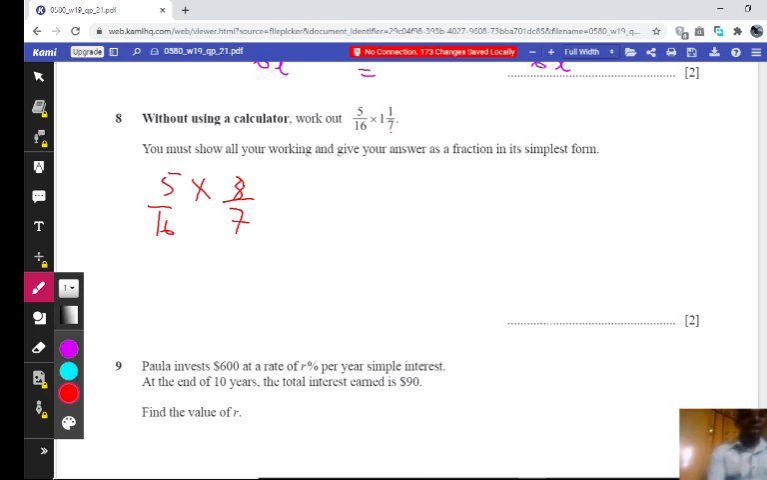Then after that, you simplify this one. 8 into 8 is 1, 8 into 16 is 2. These are common factors. Then no more common factors. You say 5 times 1 on top, it will be 5. 2 times 7 is 14. So it will be 5 over 14. That will be your final answer.